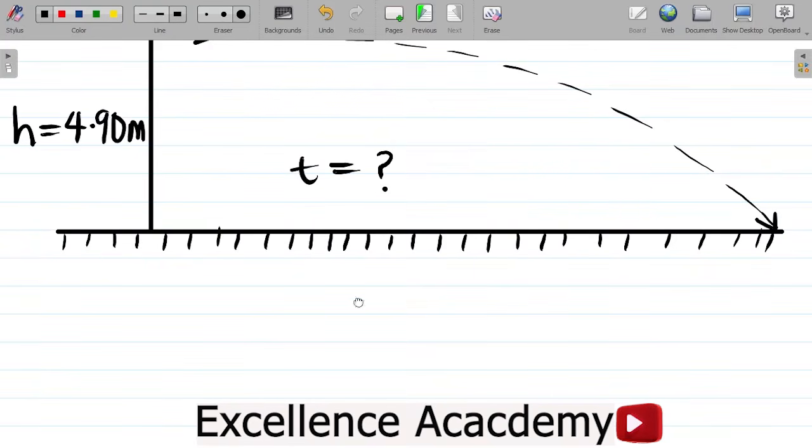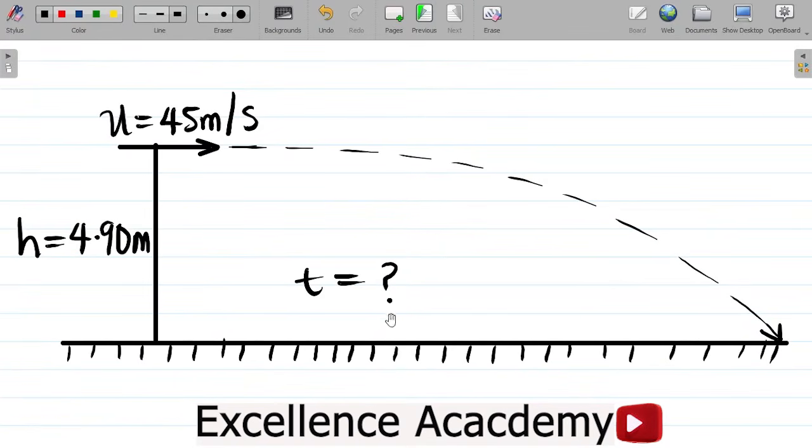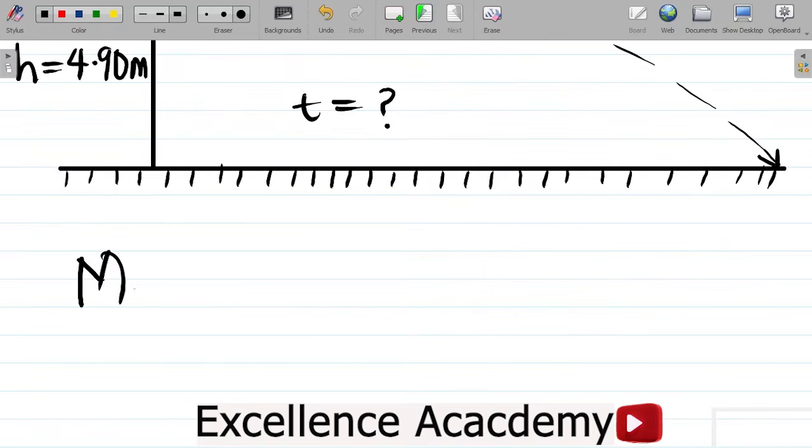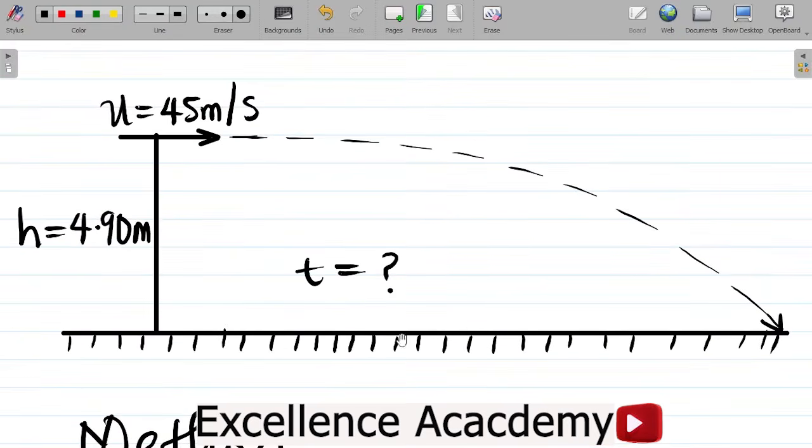So how do we solve this question? We have this diagram here. I'll be showing you two different methods with which you can solve this question. Let's look at method one. For method one, I'll be using the concept of projectiles. And how do I do that?